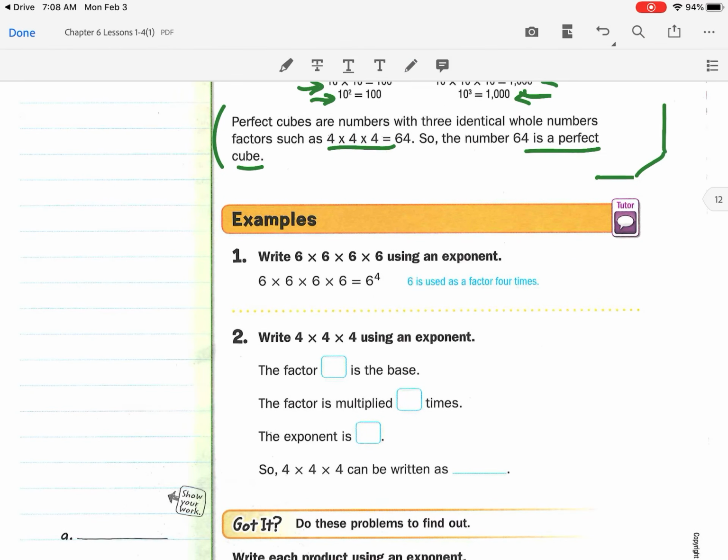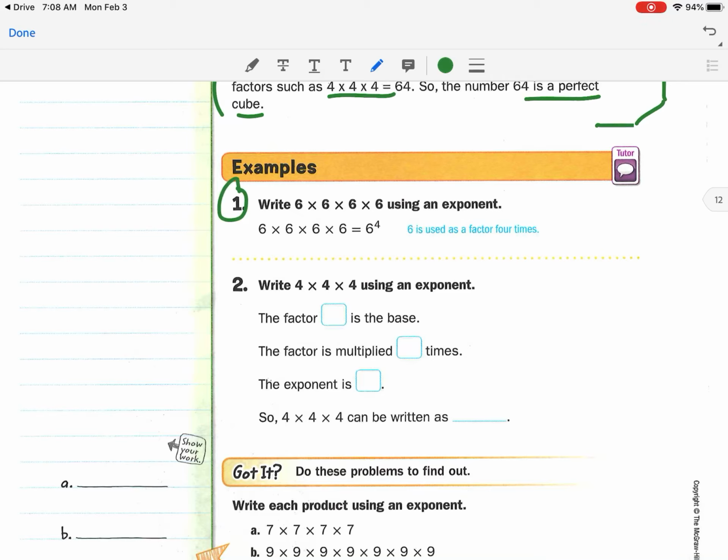So let's take a look at this example right here. 6 times 6 times 6 times 6. Our base is 6 and our exponent is 4 because we are multiplying 6 4 times. It is not 6 times 4. It is 6 times 6 times 6 times 6. All right, let's take a look at this. It says write 4 times 4 times 4 using an exponent. The factor is 4. We are multiplying the factor 3 times. Therefore, the exponent is 3. So 4 times 4 times 4 can be written as 4 to the third.